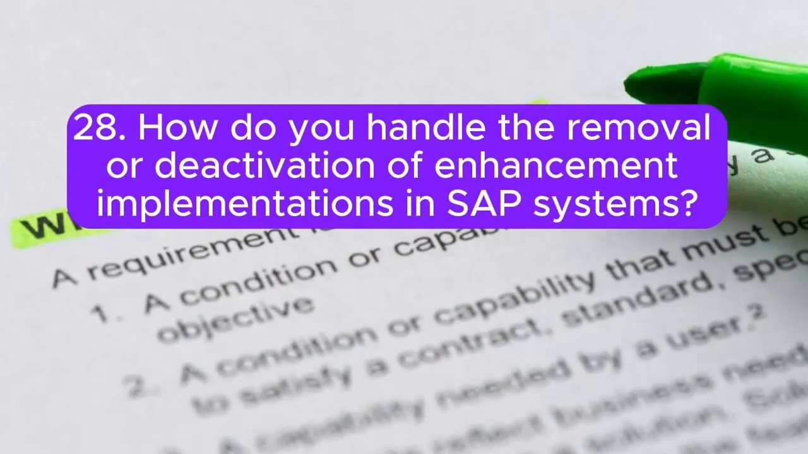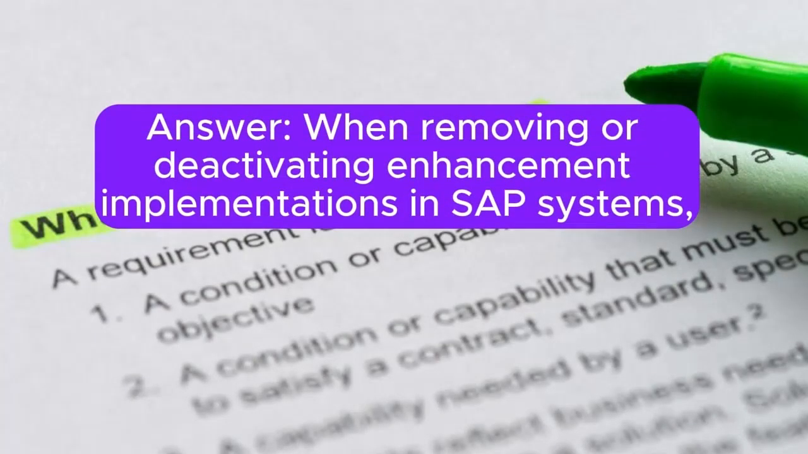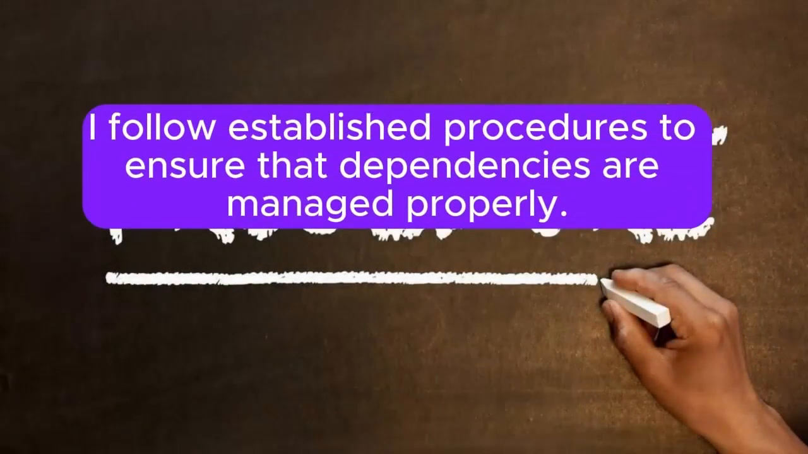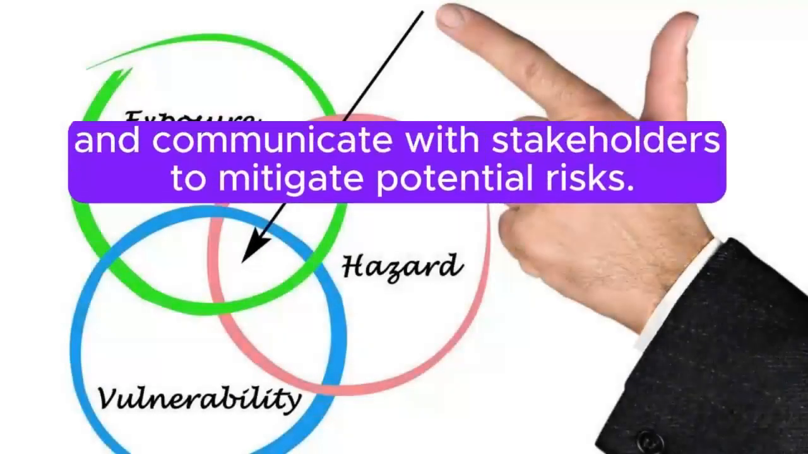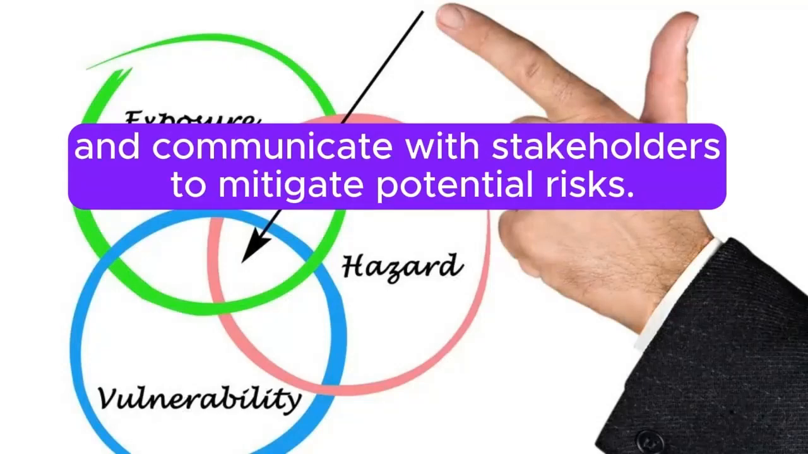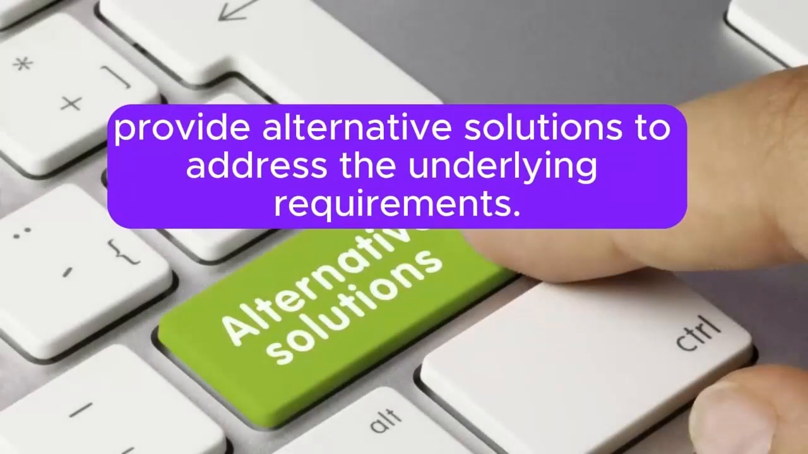28. How do you handle the removal or deactivation of enhancement implementations in SAP systems? Answer. When removing or deactivating enhancement implementations in SAP systems, I follow established procedures to ensure that dependencies are managed properly. I conduct impact analyses to identify any downstream effects of deactivating enhancements and communicate with stakeholders to mitigate potential risks. Depending on the circumstances, I may gradually phase out enhancements or provide alternative solutions to address the underlying requirements.